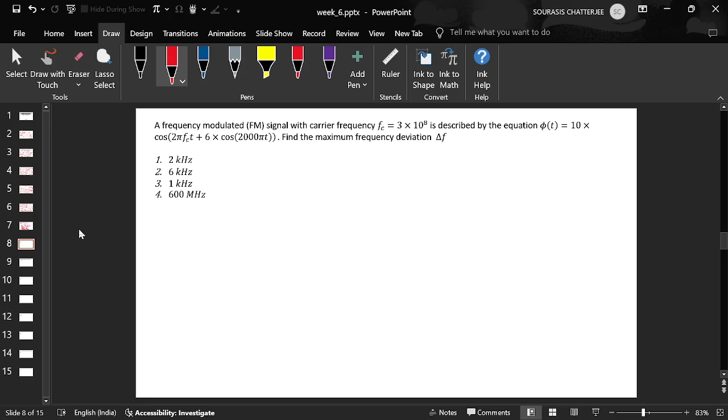Next, let us move to this question on a frequency modulated signal. We have some carrier frequency, and the frequency modulated signal expression is given as follows, and we are supposed to find the maximum frequency deviation.